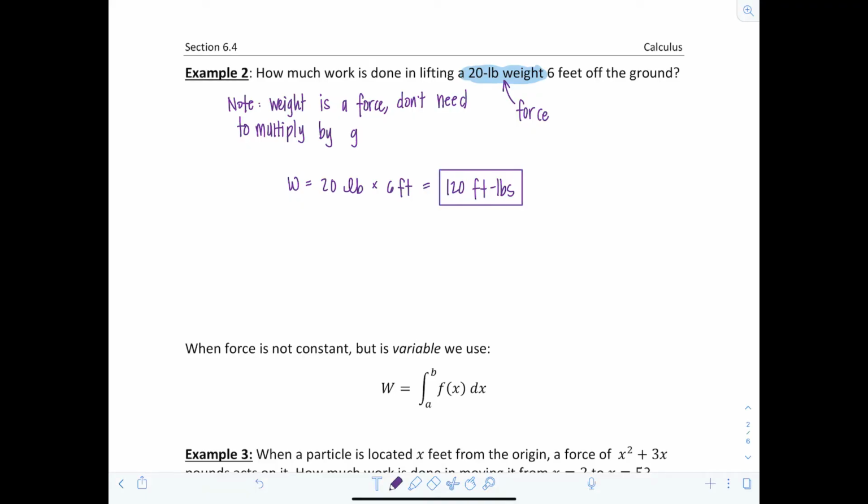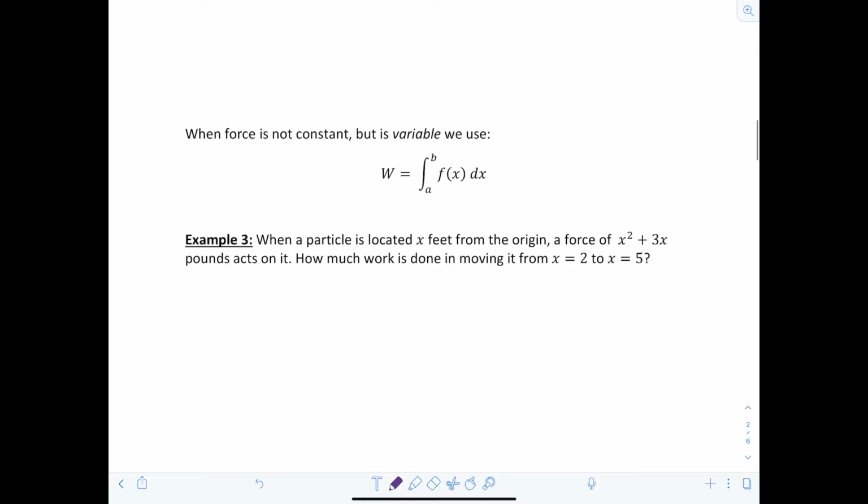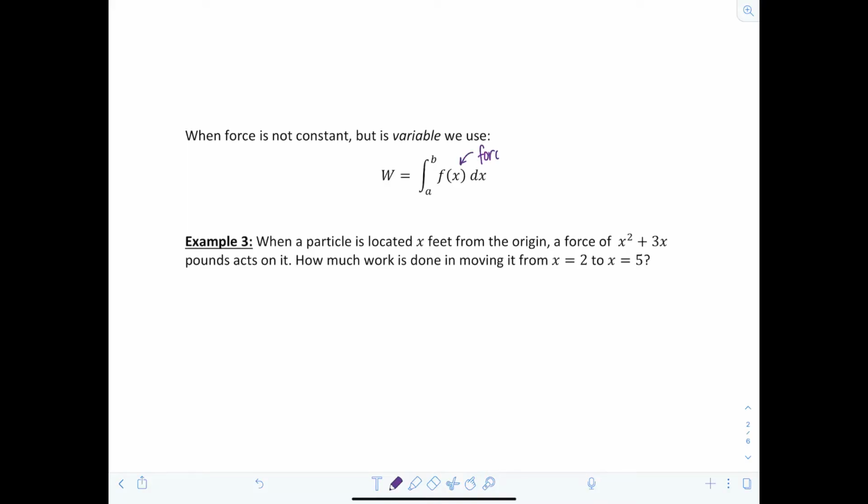All right, now let's take the situation and suppose that our force is not constant. Say it's variable. In that case, we would integrate from a to b, f of x, which is our force function, dx. What do a and b represent? Basically, your object is moved from a to b.